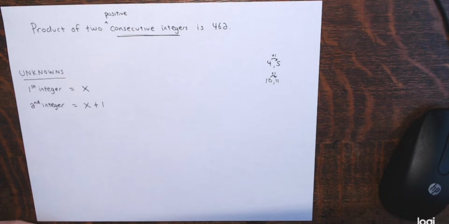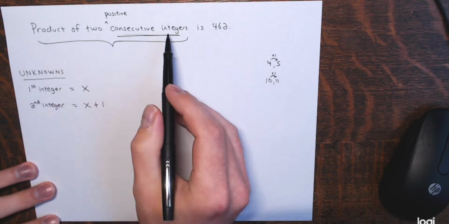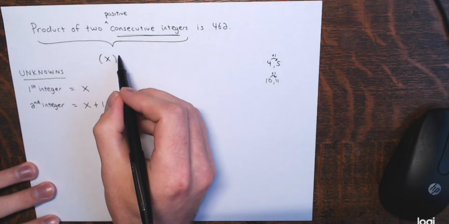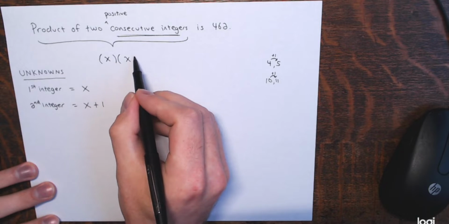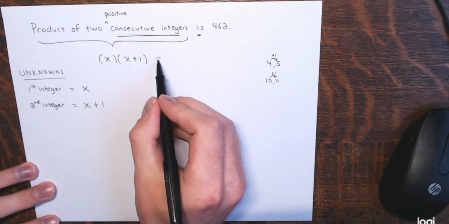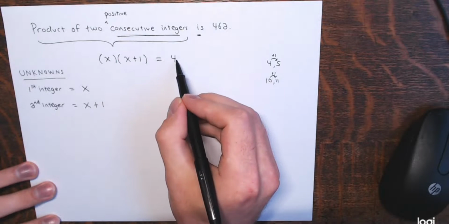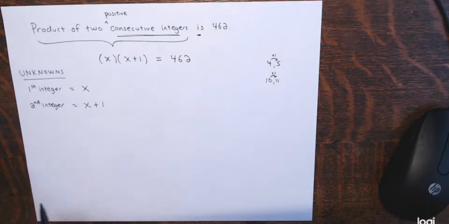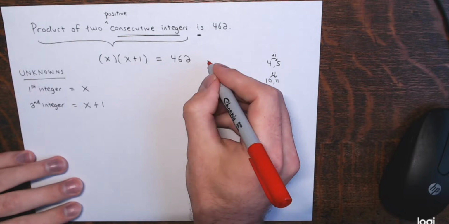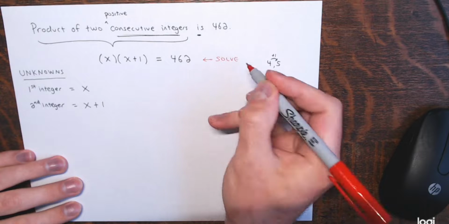All right, and then the left side of the statement here, the product of these consecutive integers, that means multiply them. So x times x plus 1 is, means equals, right? We'll translate to equals, and then 462 on the other side. And now I'm solving this equation. I'm going to solve it by factoring.